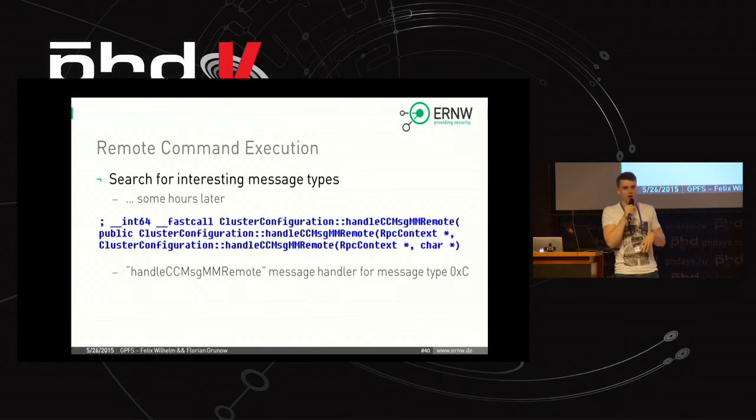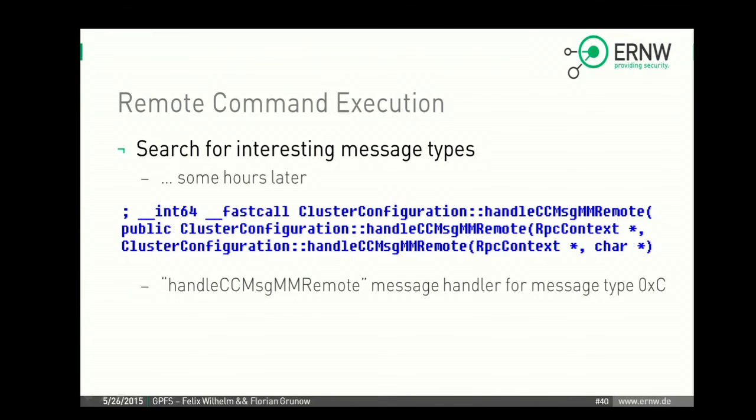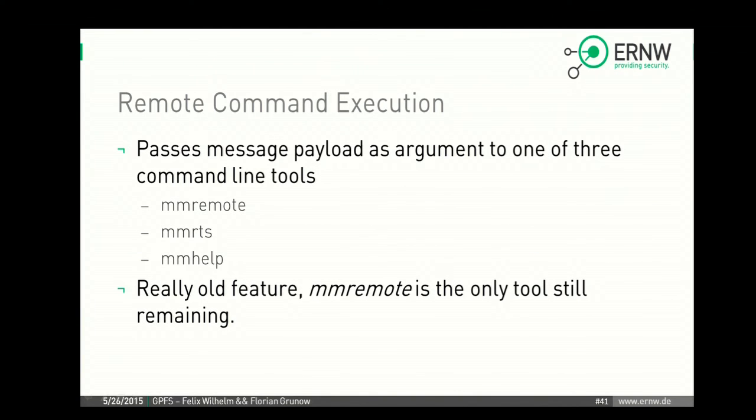And if you spend some time searching for interesting message types, then you find a function called handle cc message remote, which is basically some kind of RPC message mechanism. It has the message type hex C. What it does is that you simply call this method using a GPFS message, and the payload you send, in addition to this message type, is attached as an argument to one of 3 command line tools, so command line libraries or binaries that are lying on the local file system.